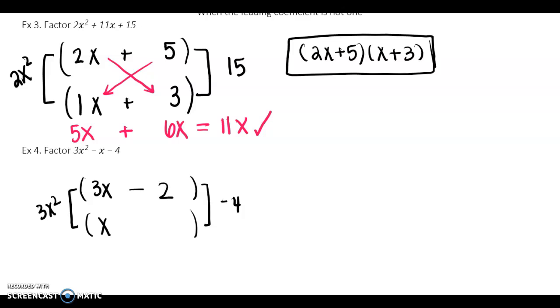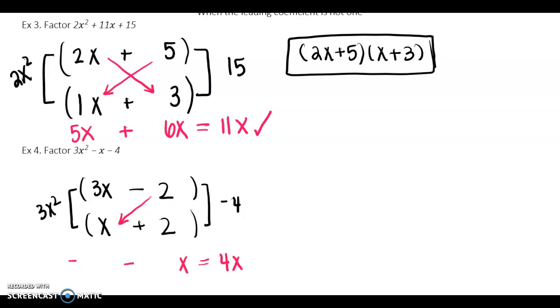-2 and +2. All right, so now let's do the diagonals. So -2 times x, that's -2x. And then over here, I got 3x times 2, so that's 6x. We're going to go ahead and add those together, and we get 4x, which is not what we want, which therefore means that we have to start all over.